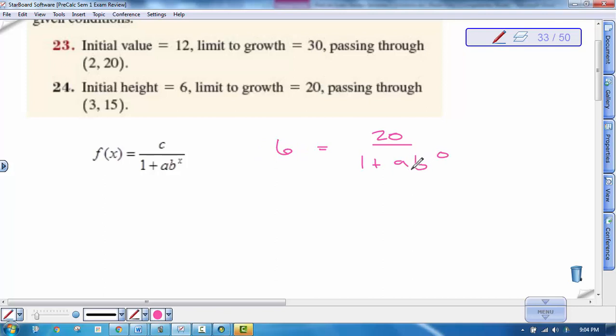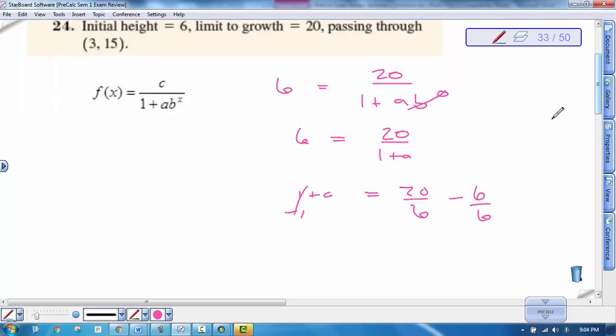I can then solve this. This is 1, so I get 6 equals 20 over 1 plus a. Multiply both sides by 1 plus a, and then divide both sides by 6. And I can subtract 1 from both sides, which is really 6 over 6. And a is equal to 14 over 6, which simplifies to 7/3. I divide top and bottom by 2. So a is 7/3 here.